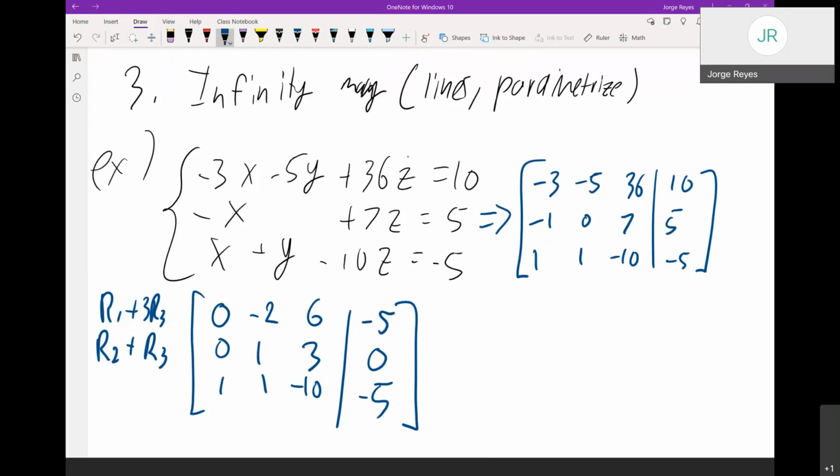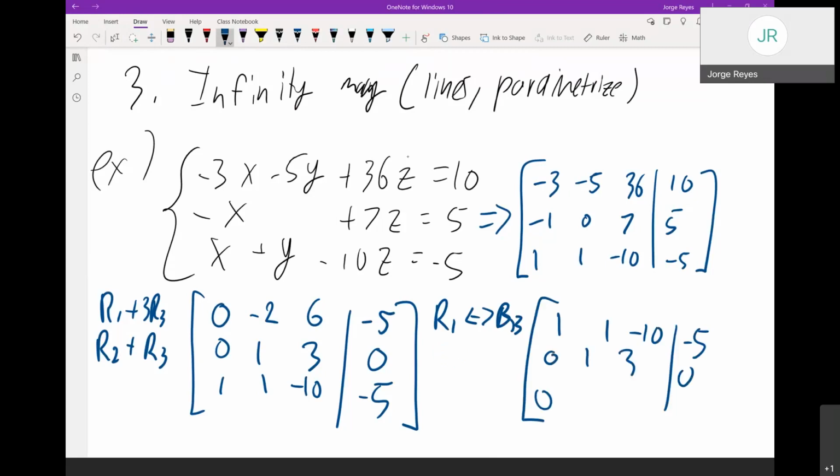All right, then I'm gonna do row 1, swap row 3. I'm also gonna divide the new row 3 by 1, or negative 2. Or not. No, I'm just gonna swap row 1 and row 3. So 1, 1, negative 10, negative 5, 0, 1, 3, 0, 0, negative 2, 6, negative 5.